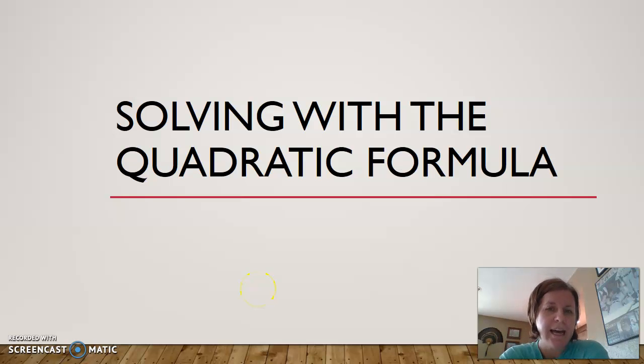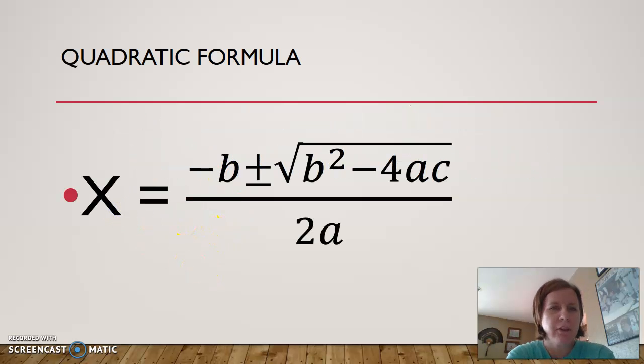Everyone, we're going to look at just a quick review of solving quadratic equations with the quadratic formula. So just to remember, the quadratic formula is x equals negative b plus or minus the square root of b squared minus 4ac all over 2a. Remember, we've got our silly Pop Goes the Weasel song. And I just want you to remember that it's everything in the numerator divided by 2 times a.